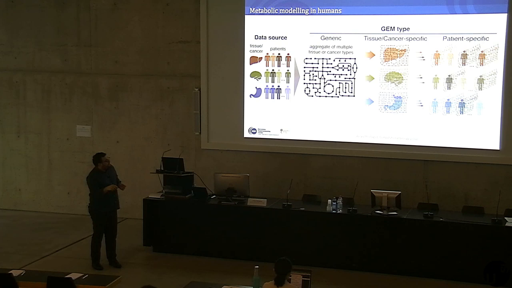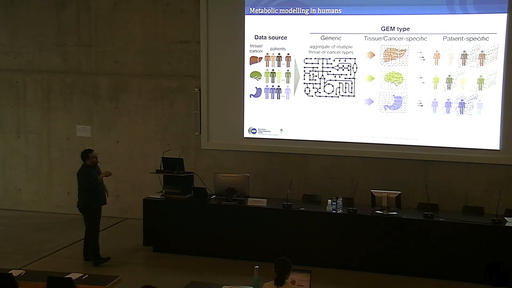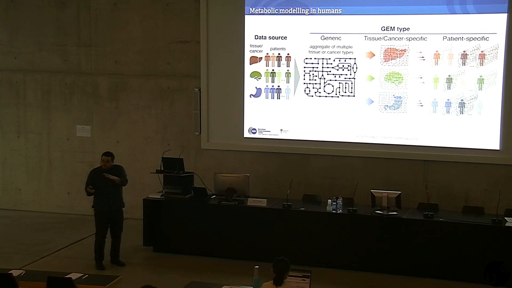So at the end, what you have is an ensemble of models that more or less look similar. There will be differences among them, and there will be a lot of differences among the different tissues. So of course, with different data, you can constrain different models differently so that you would have different results.